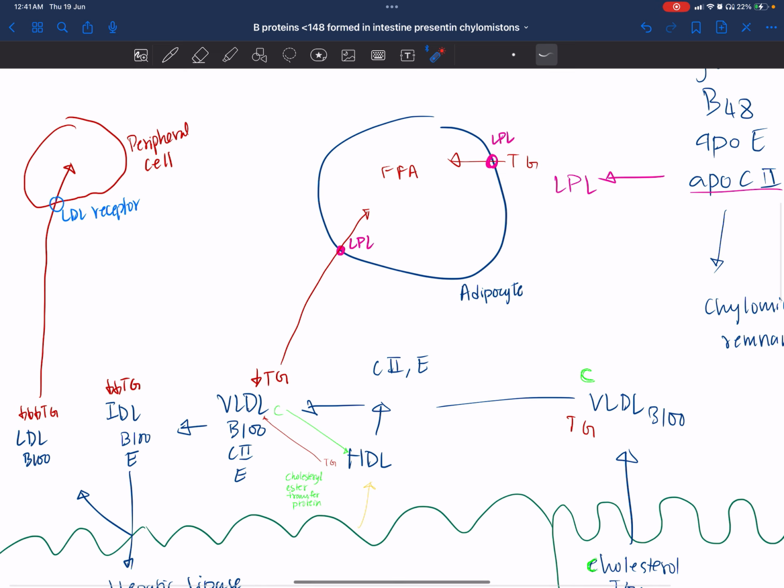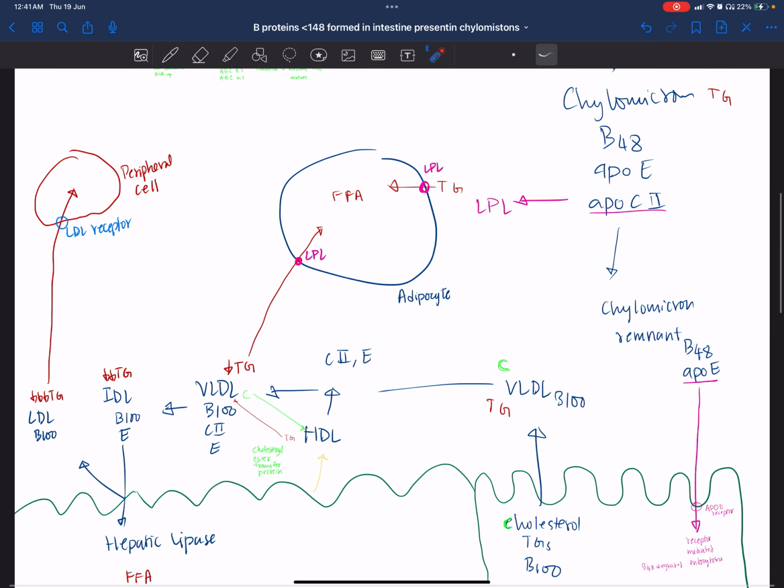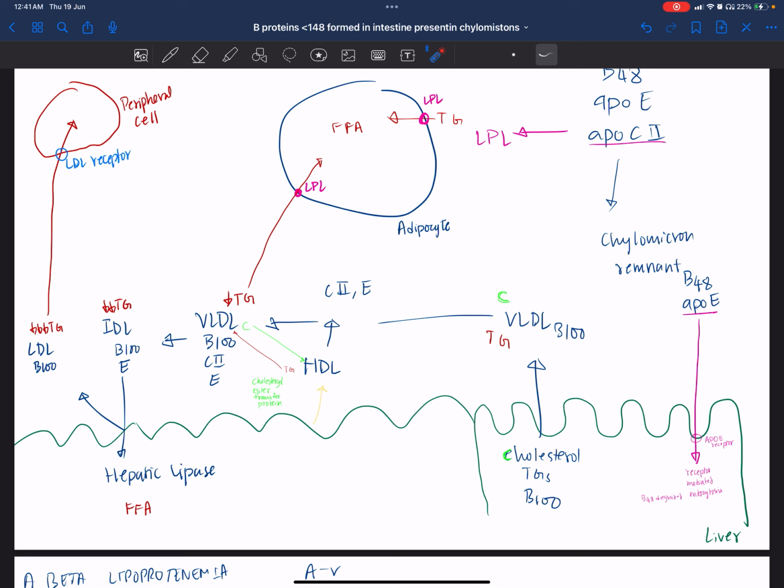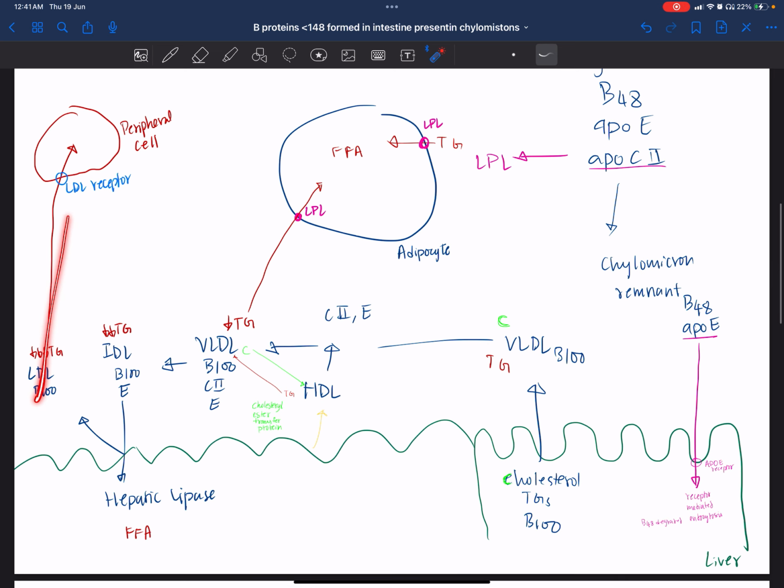Now, the LDL, with some lipids, will go to the peripheral cells, which have LDL receptors, and there the LDL is gone. Now, you might ask, why do we even mention this classically? Because macrophages in vessels have LDL receptor.